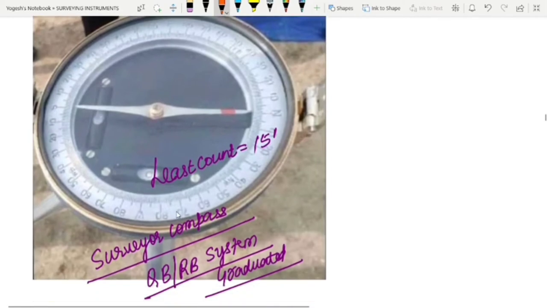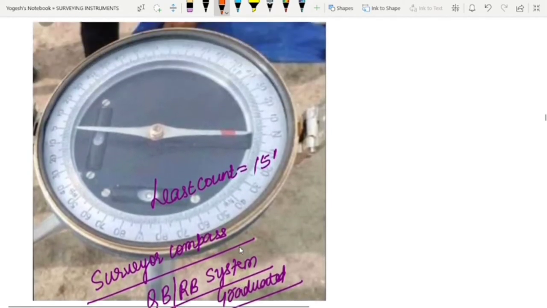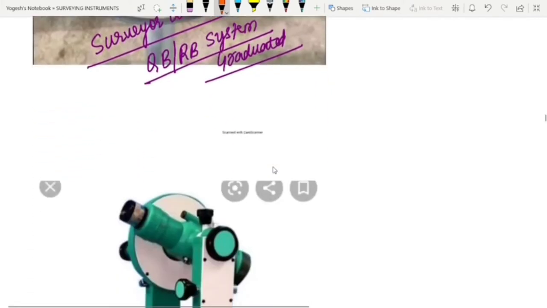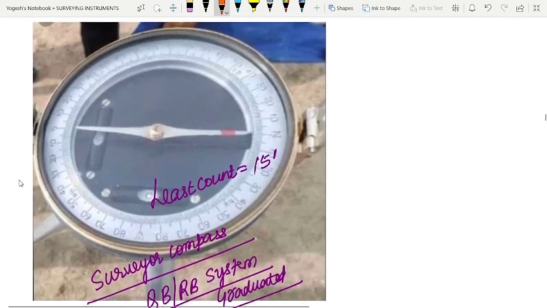This is the surveyor's compass. That is, quadrantal bearing or reduced bearing system is graduated. The surveyor's compass has a least count of 15 minutes. In this particular compass, the graduated circle is attached to the box itself.